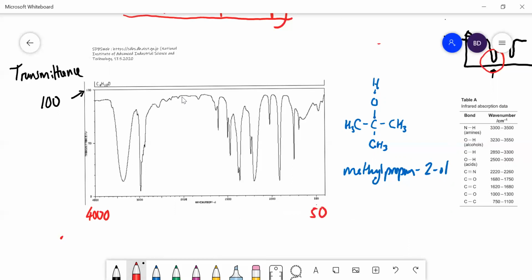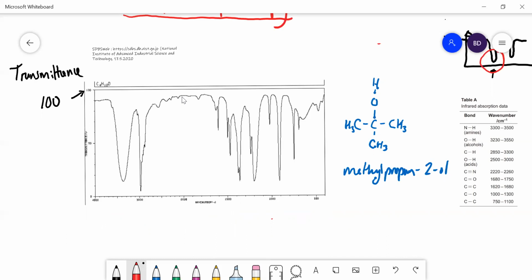Another funny thing about it is it's not linear. If you look, there's 3,000 there, there's 2,000 there, but there's 1,500. That's 1.5. So they kind of change the scale as they go along the bottom, and that's always the way it's been done, and we're stuck with that. Okay, now this is the spectrum for methyl propan-2-ol, and you can see, well, which bonds do we have in here?